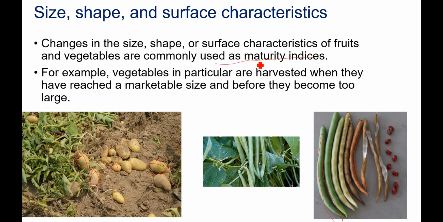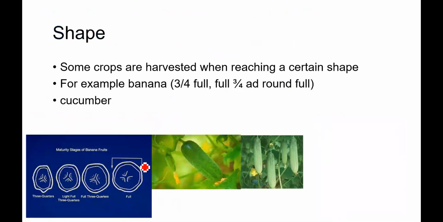So this is commonly used as a maturity index. Vegetables in particular are harvested when they have reached a marketable size, before they become too large. So these are like immature green beans, or these are potatoes which you want to consume, otherwise they will start sprouting.